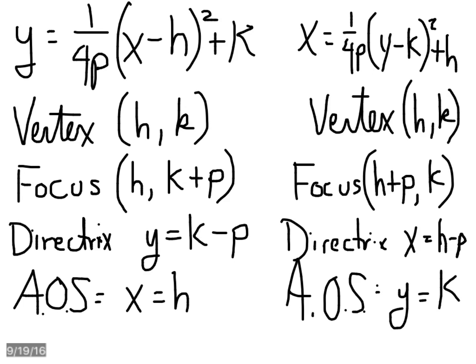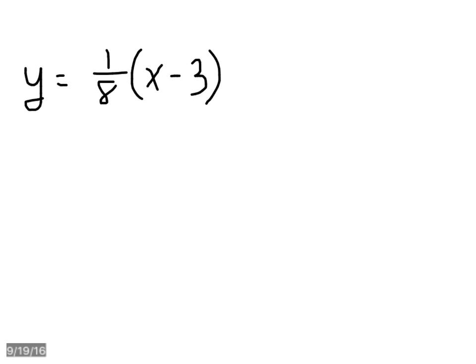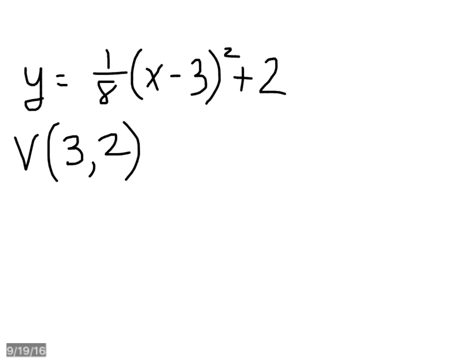Okay, so here's the way these problems are going to look. It's going to say something like this: y equals 1/8 (x minus 3) squared plus 2. Okay? Now, first and foremost, let's find the vertex. What number is in the h position? 3. What number is in the k position? 2. Now, sometimes people get them backwards, but remember when it's y equals, the h is inside, the k is outside.